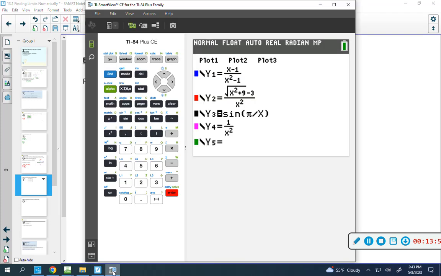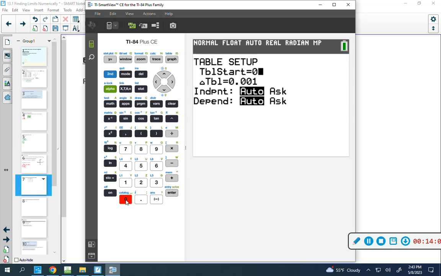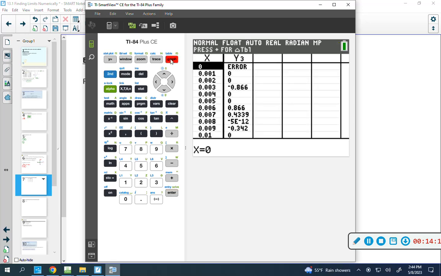So I'm going to go into my table setup. I'm going to start at 0. And again, it's really your choice how you want the table to increase. I usually like to do 3 decimal places for the thrill of accuracy. Let's take a look. I can always adjust it. Oh. Hey. Whoa.